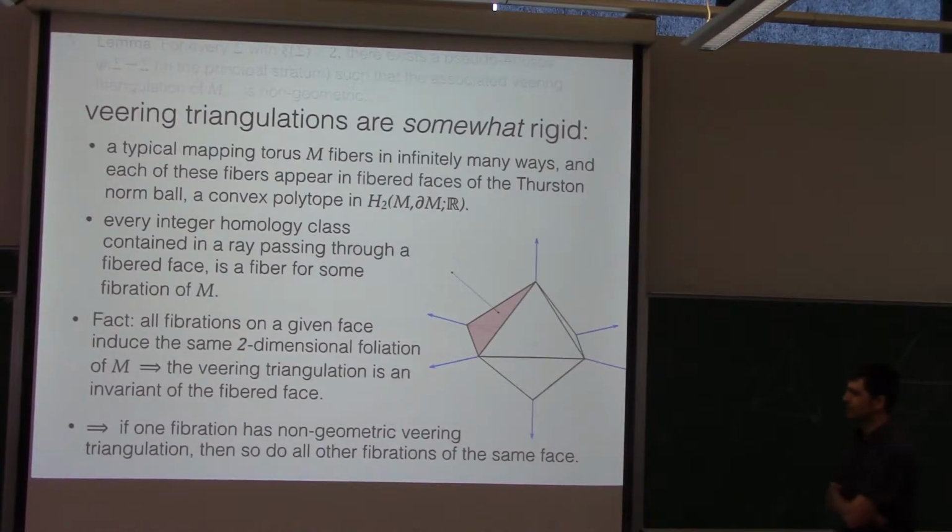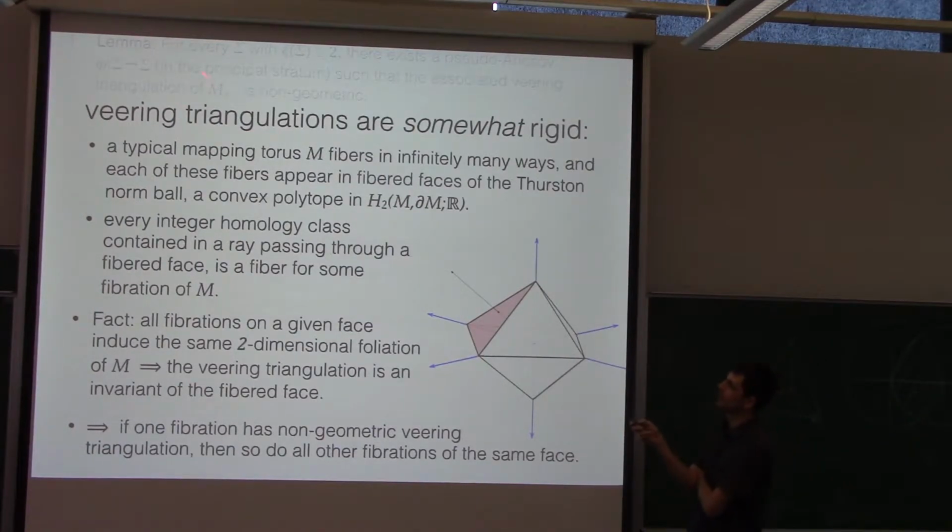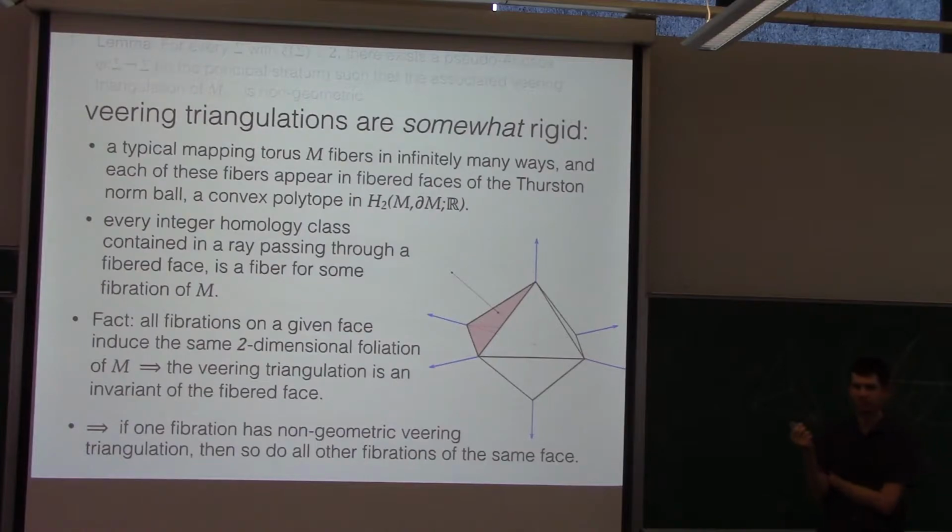And so the upshot of this is if one fibration has non-geometric veering triangulation, then so do all the other ones. So if I can find, from this lemma up here, one surface that has a non-geometric veering triangulation, and it's in some face, then every other surface that's a fiber in that face also has a non-geometric veering triangulation associated to it. That's how I'm going to prove the lemma up here, by leveraging this fact.